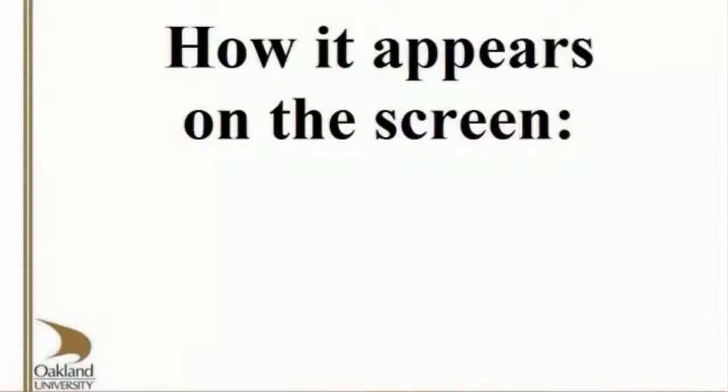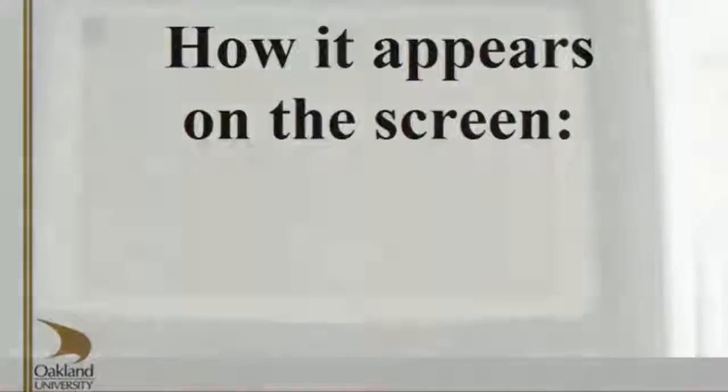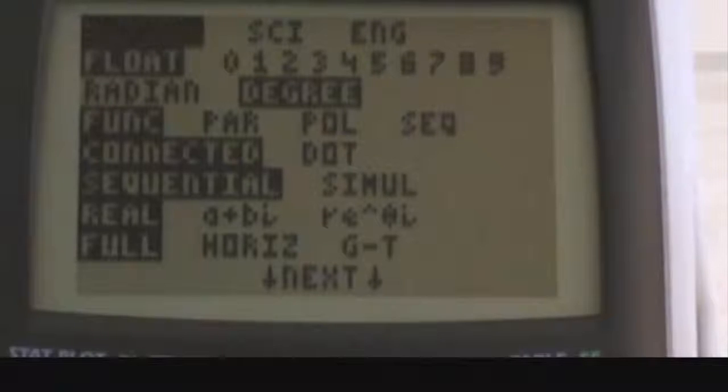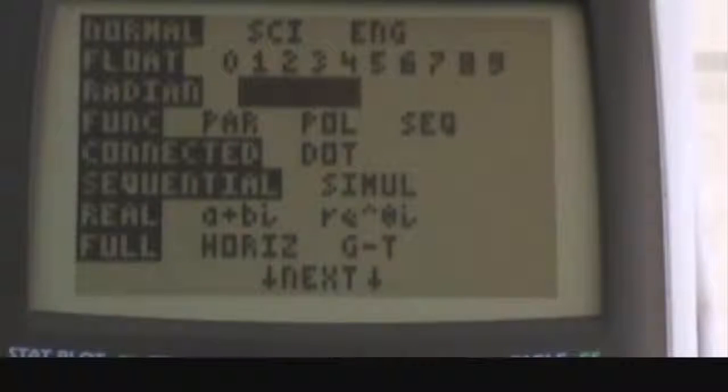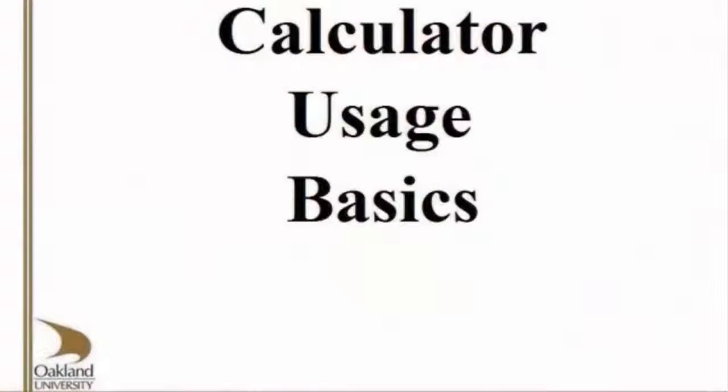So this is how it appears on a TI-84. As we hit mode, our list will come up, and we'll go down to radians or degrees. By either going left or right, we can select which mode we prefer our calculator to be in. And by entering, we select our selected mode. So we reviewed some basic calculator operations that will hopefully make solving physics problems faster and easier for you.